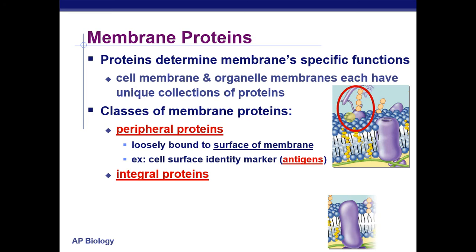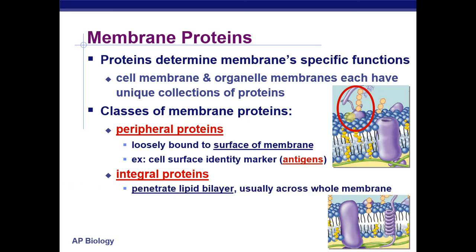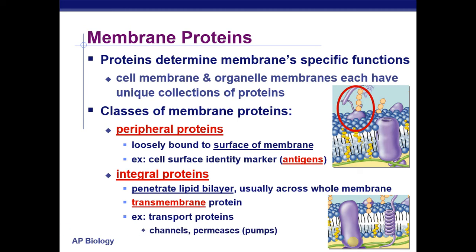There are integral proteins that penetrate the bilayer and go to both sides. And these are like the transmembrane proteins that we talked about that allow polar substances to pass through the membrane. And they are really responsible for a lot of the homeostatic functions of the cell. So like those right there.